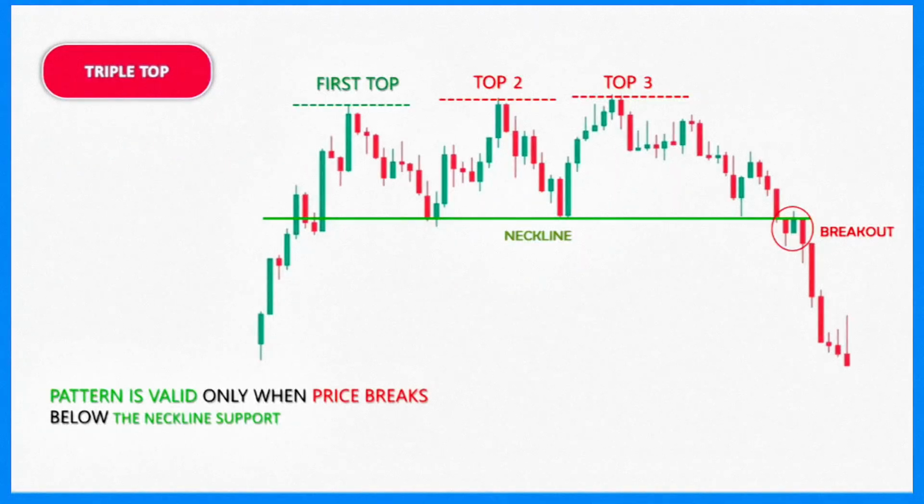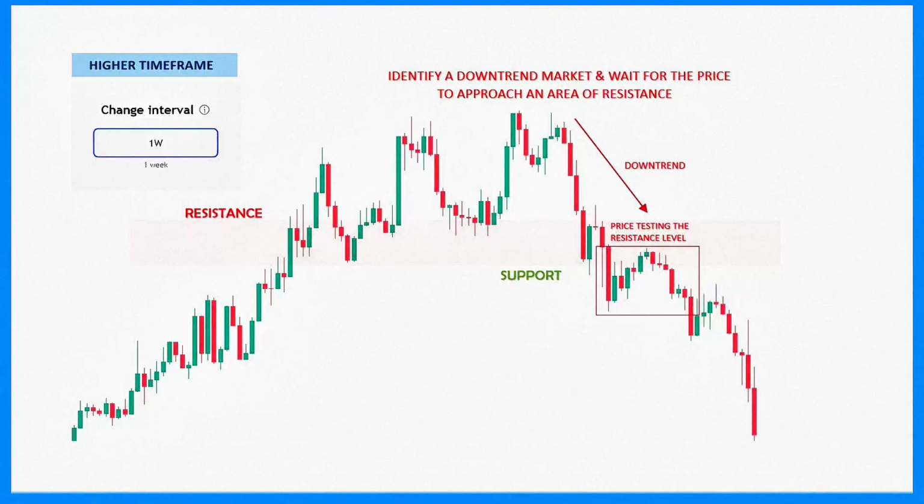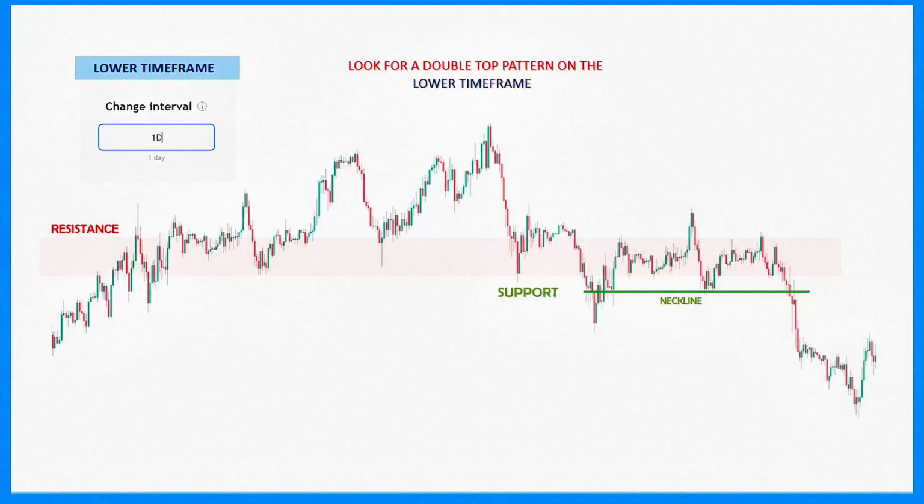Even the triple top can fail, especially when it forms against the higher time frame trend. For instance, if the higher time frame is still in an uptrend, the triple top on a lower time frame is likely to fail. So always use multi-time frame analysis, identify higher time frame resistance zones, and then trade the triple top on a lower time frame that aligns with that structure.